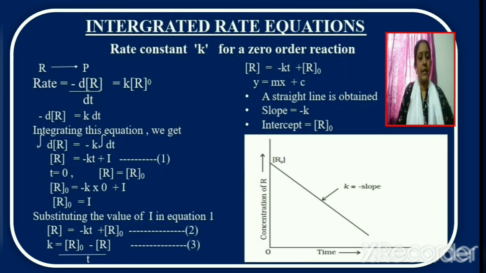Let us now see the nature of the graph obtained for a zero order reaction. For that, consider the expression R is equal to minus Kt plus R0. This equation is of the form y is equal to mx plus c. So, if a graph is plotted taking time along the x-axis and the concentration R along the y-axis, a straight line graph will be obtained. And what will slope be equal to? Slope will be equal to minus K and the intercept will be equal to R0.